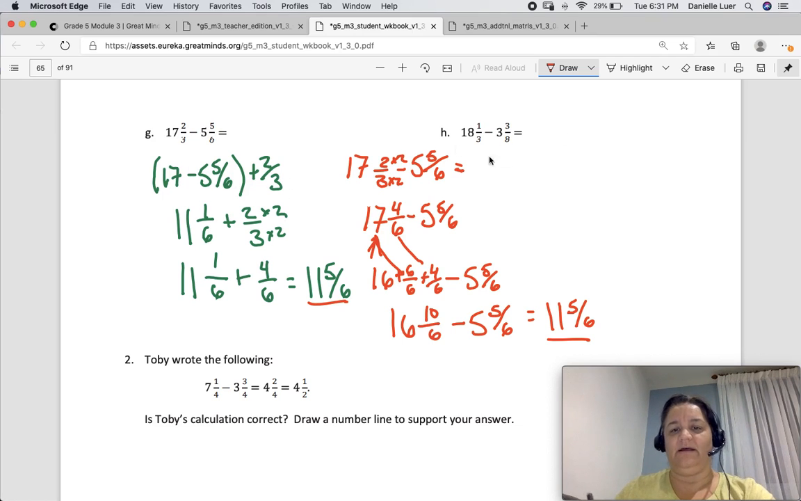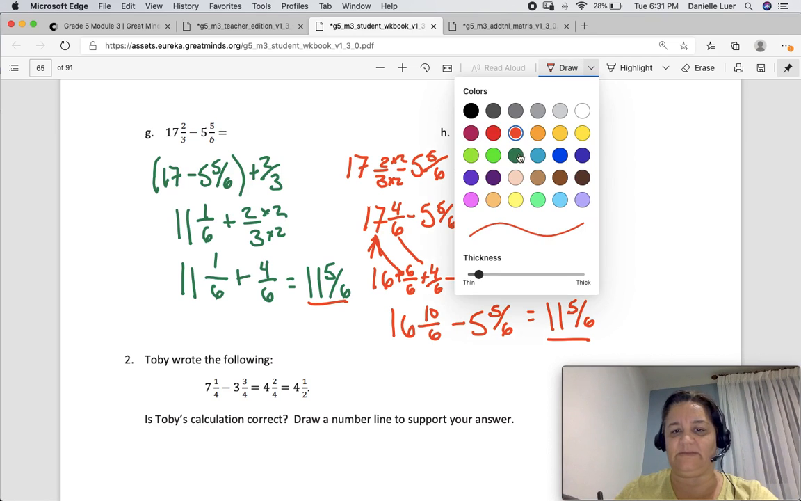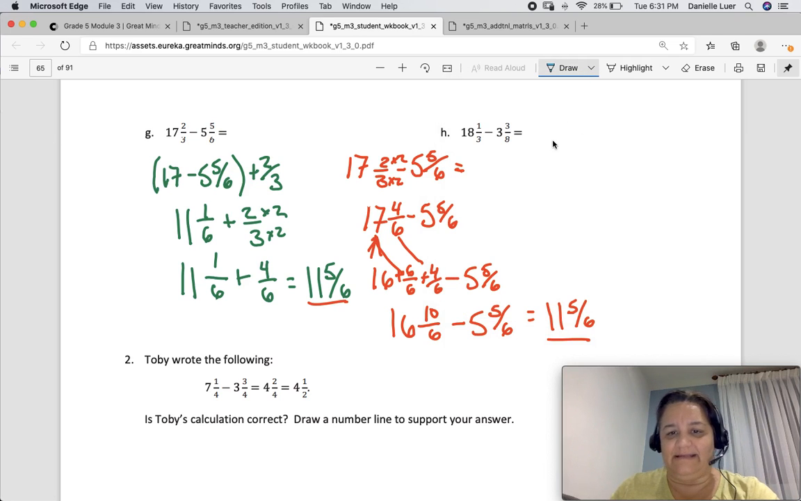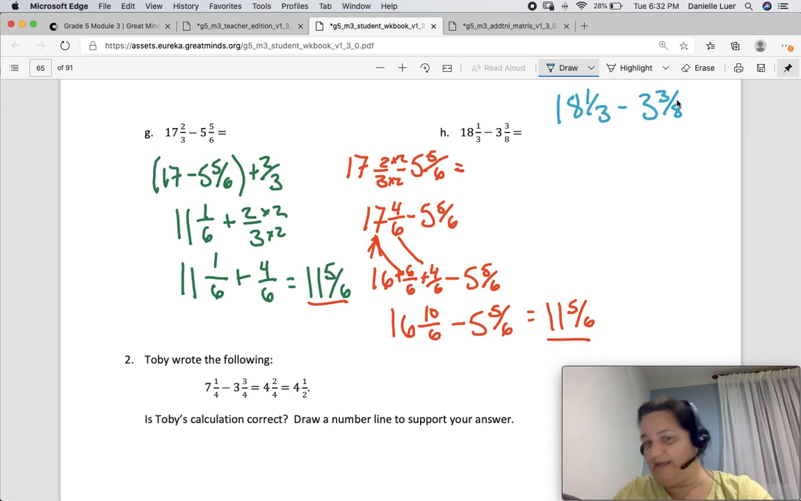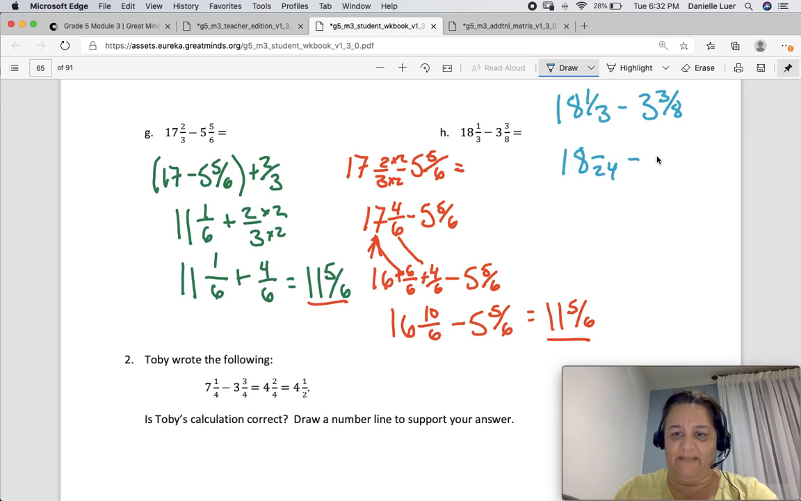Okay, let's go back to the longer way, but maybe a little bit less confusing way here with this one. 18 and 1/3 minus 3 and 3/8. What is our common denominator going to be? I think it's going to be 24, 18 something over 24, minus 3 and something over 24. In order to get 24, I have to multiply that by 8, and then this by 3. This would make that 18 and 8/24, and this would be 3 and 9/24.